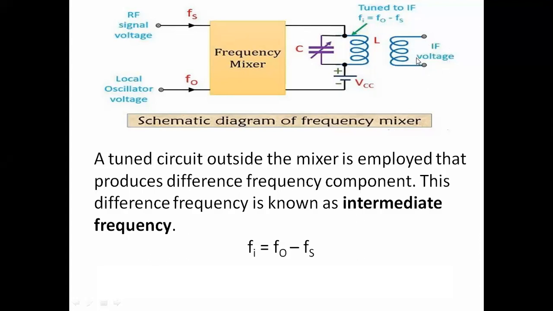To produce the intermediate frequency signal, the local oscillator frequency should be higher than the actual source signal, so we always use a local oscillator frequency greater than the RF signal frequency. A tuned circuit outside the mixer is employed that produces the difference frequency component. This difference frequency is known as the intermediate frequency, F0 minus Fs.